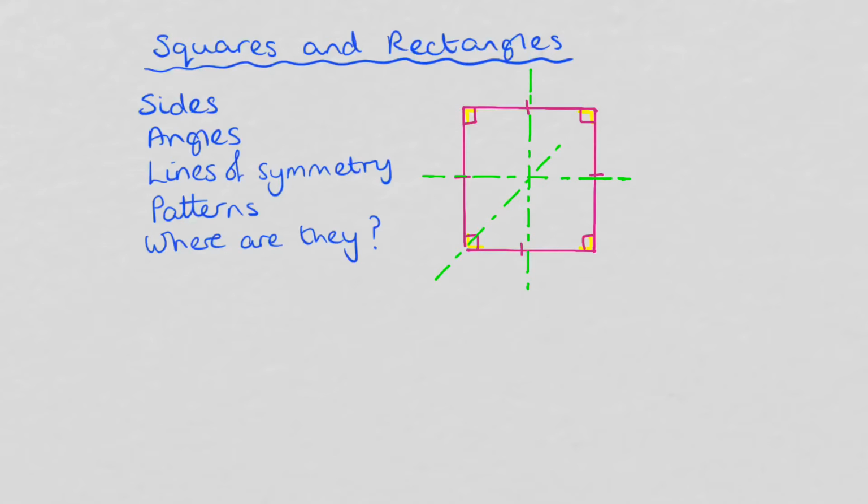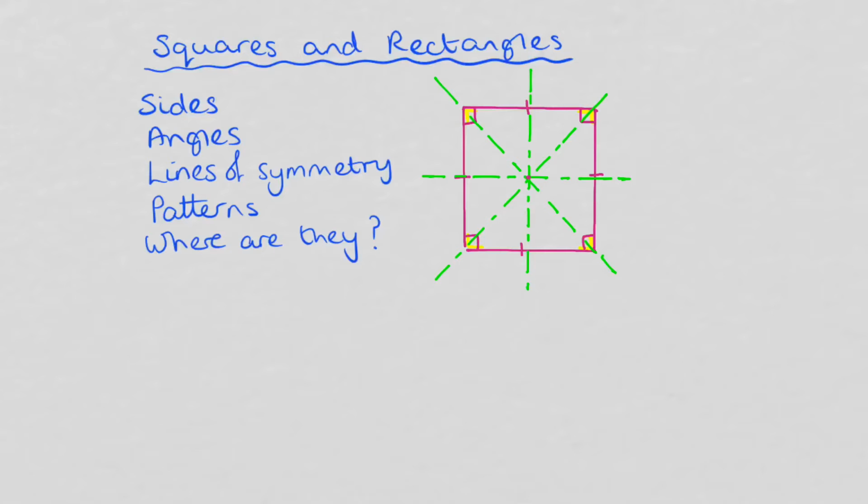So a square indeed has 4 lines of symmetry. There's one there, and the other one is through the other diagonal. Okay, and look at where these diagonals all meet. At this one point right in the middle of the square there.